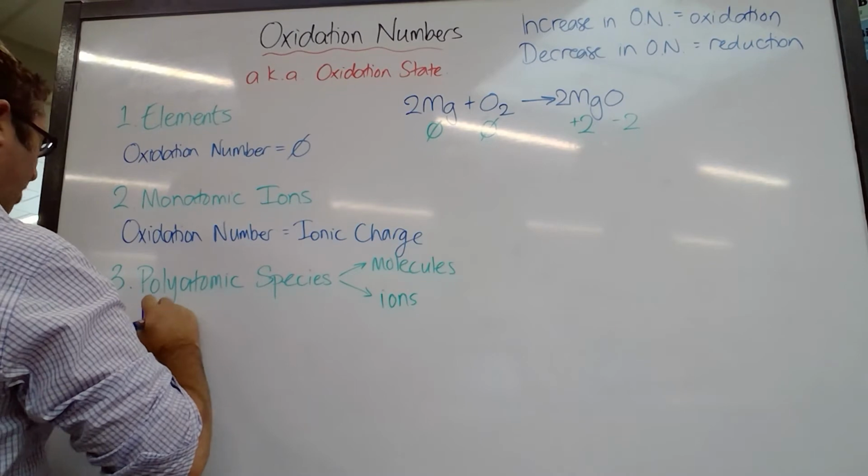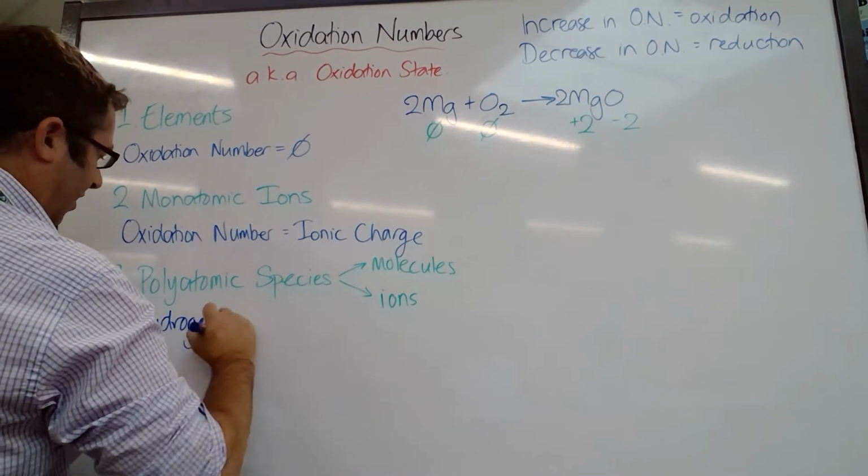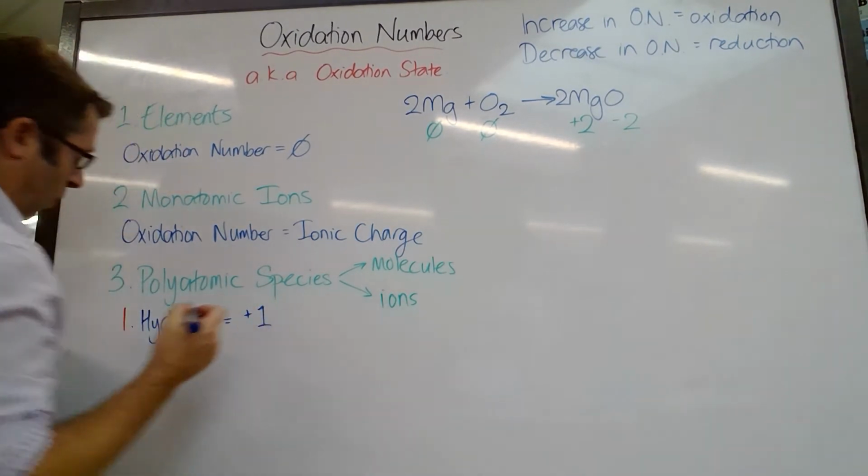So hydrogen always loses its electron. So we say that it's positive 1. Okay.